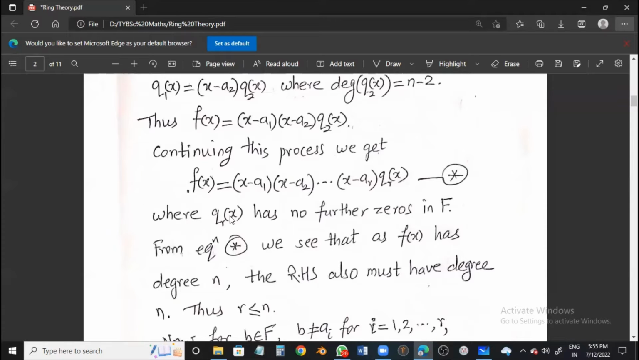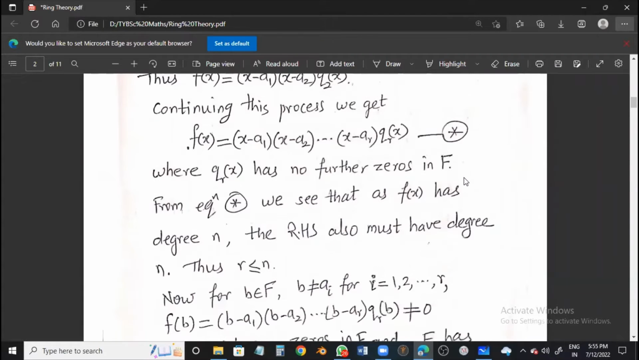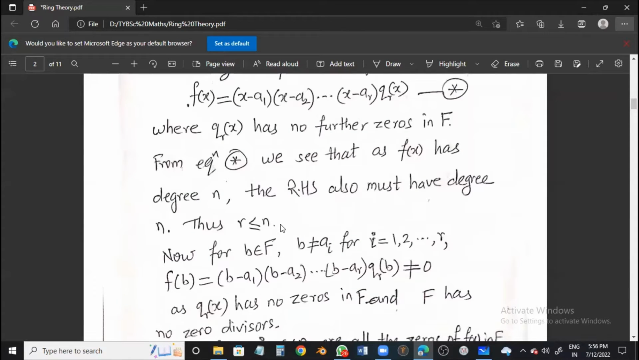And we are saying that suppose f of x has no more zeros, will mean that qr of x will also have no more zeros in f. So equation star, what it tells you, degree of f is n. And on the right side you have r factors. So what this means, r must be smaller than or equal to n, because to this r you will add the degree of this particular. So r will surely be less than or equal to n. Now we want to show that these are the only zeros.